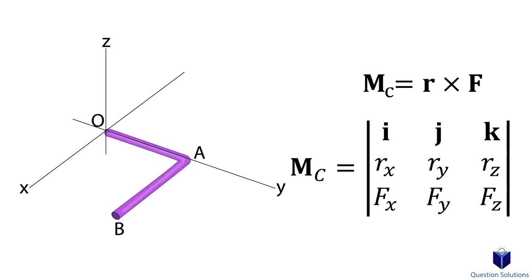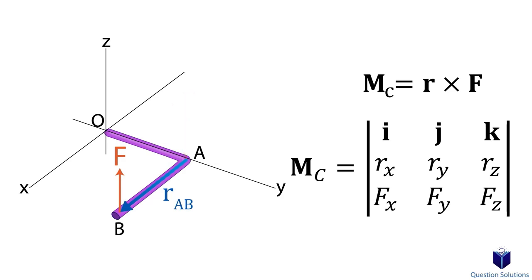Imagine a pipe system like this, and we have a couple force applied at these locations. When we find the couple moment, the position vector can be directed from any point on the line of action of one force to any point on the line of action of the other force. So for example, here we can use a position vector from A to B to find the couple moment. One thing you have to keep in mind is that since we chose a position vector going from A to B, we have to ignore the force at A.